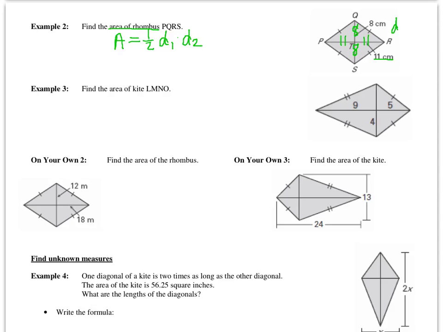So one of my diagonals is 11 plus 11, that's 22, and the other diagonal is 8 plus 8, and that's 16. So my area equals 1/2 times one of my diagonals, 22, times my other diagonal, 16. And then if you put that in your calculator, 1/2 times 22 times 16, you'll get 176, and my units would be centimeters squared. So pause it and try example 3.